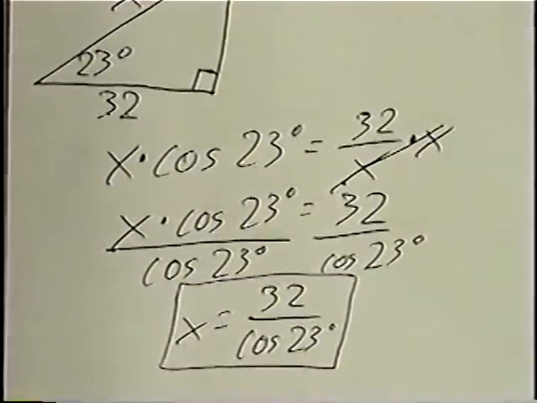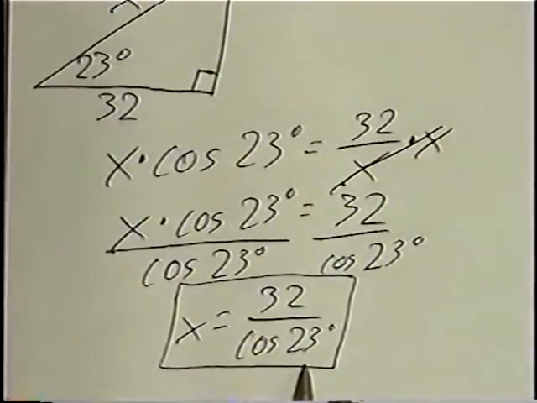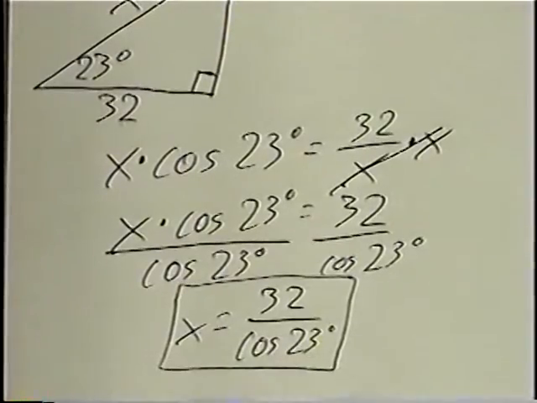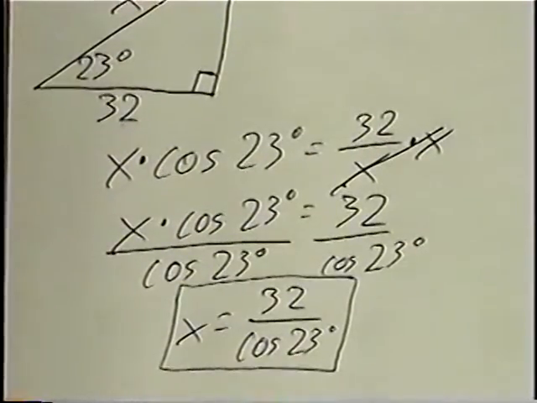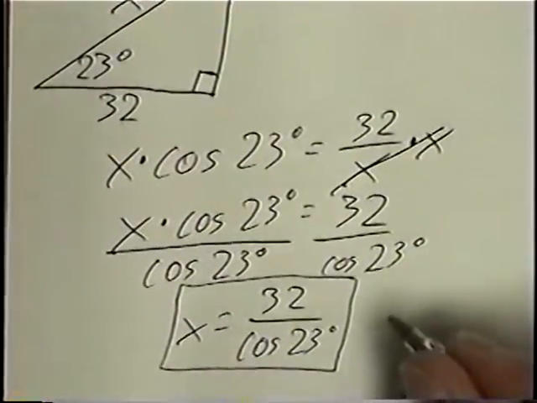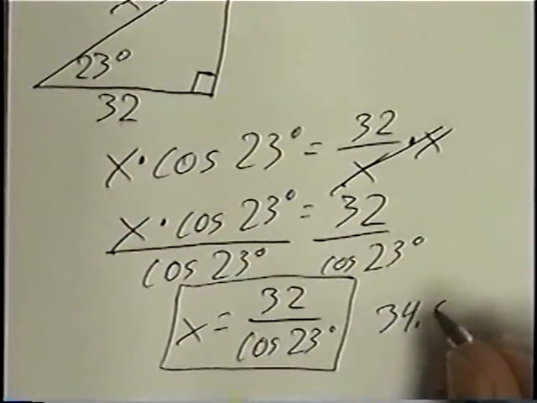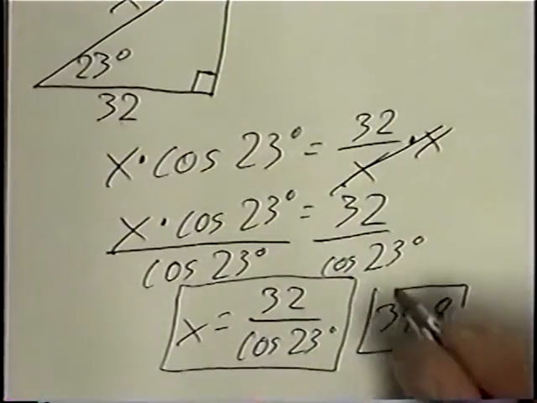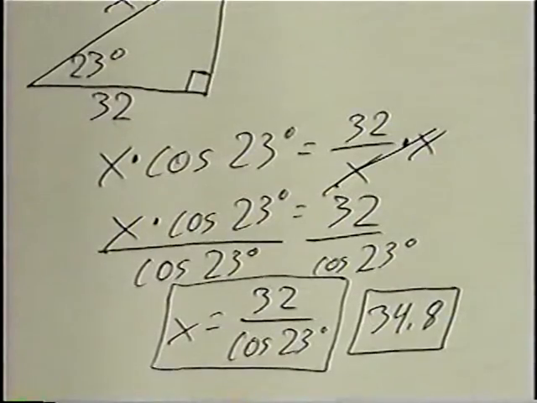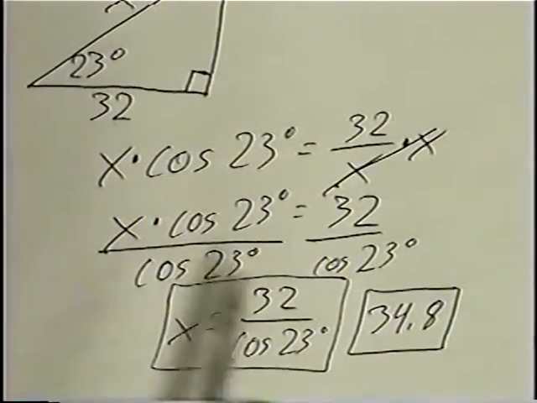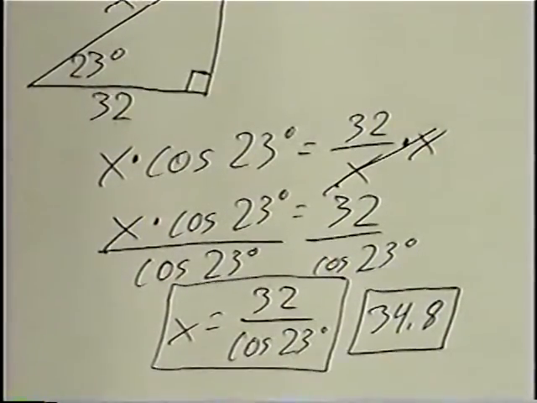And again, if you wanted to, you could use a calculator to find the cosine of 23 degrees. 32 divided by the cosine of 23 degrees is equal to 34.8. So looking back at the triangle, the length of x, which was the hypotenuse, is a distance of 34.8.